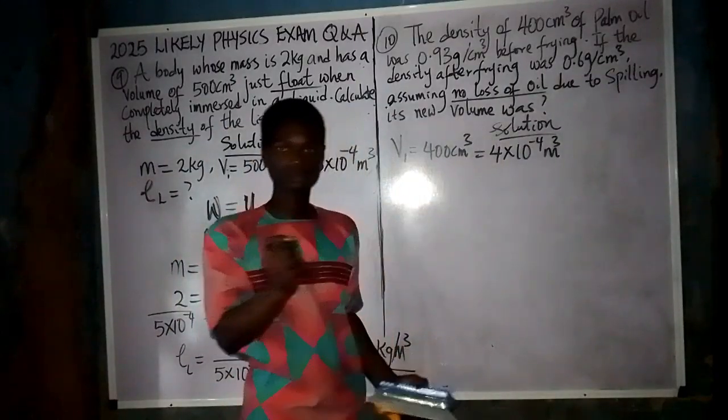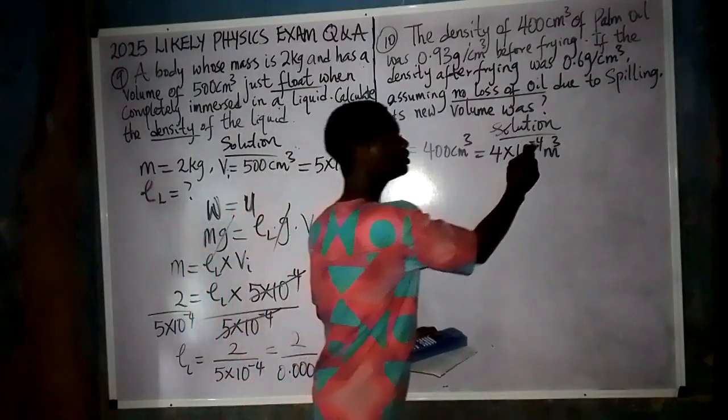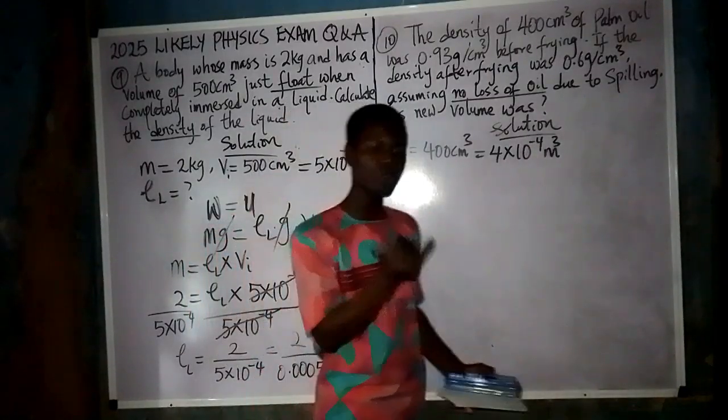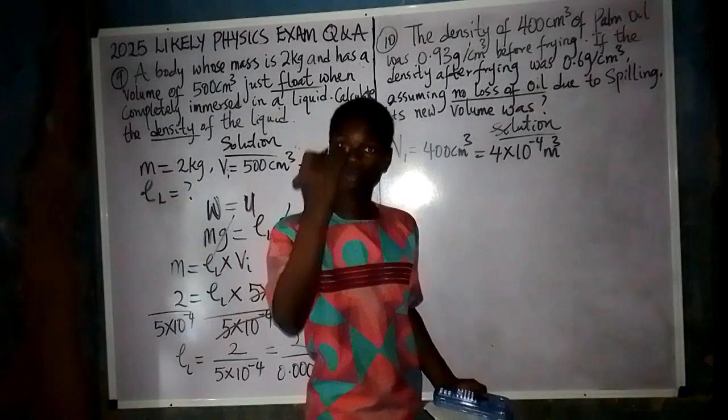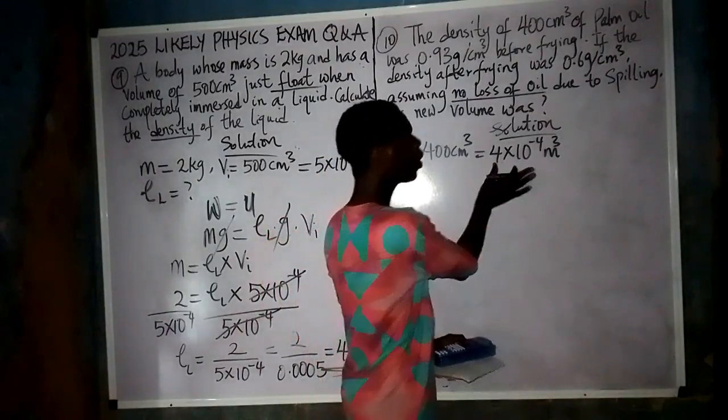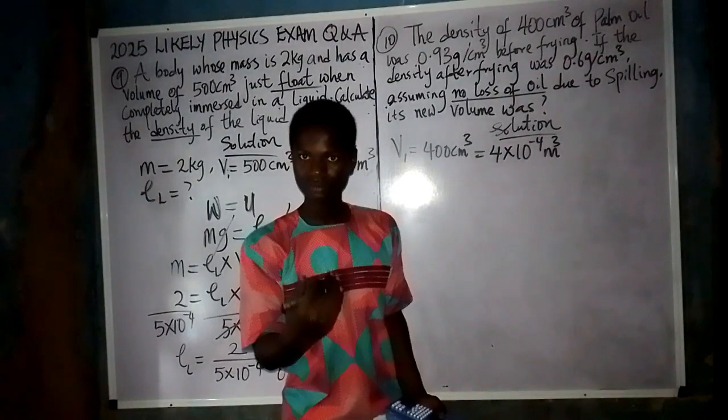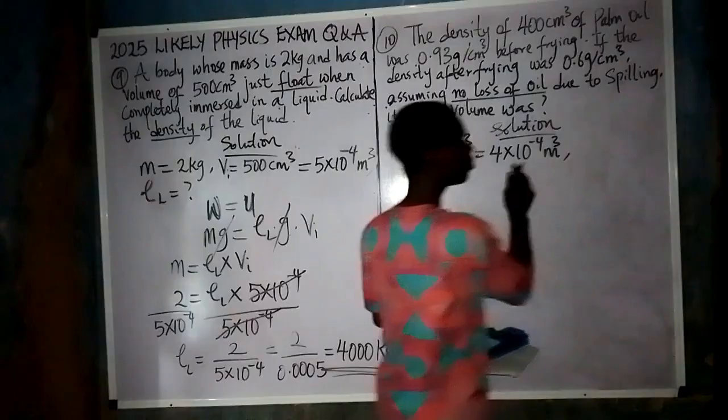0.00004. Are you seeing that? Because of this negative 4, you say 0.000. That's 40. Then what's the number here? 4. That's how you now write it. That's another form of writing this.